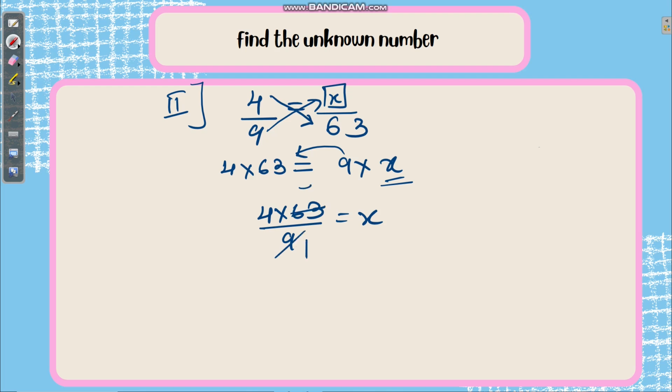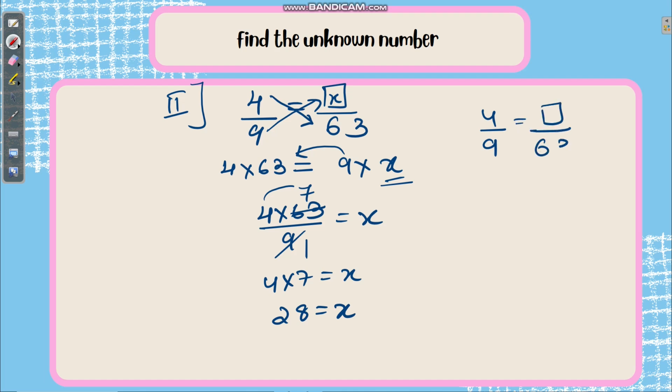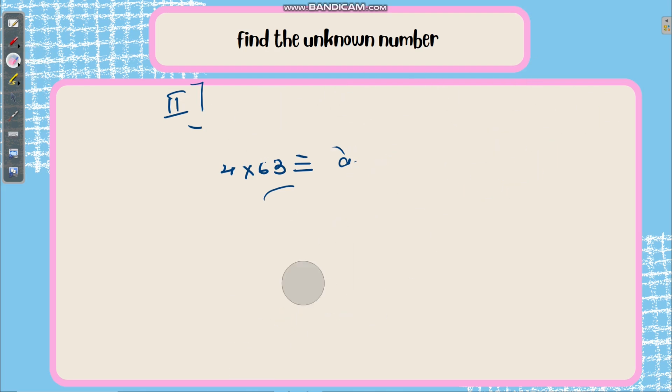9 ones are 9, 9 sevens are 63. What is remaining is 4 into 7. 4 into 7 is 28. That's your answer. But according to the first method, I will just look at the denominator, because two numbers are present in the denominator. 9 times 7 gives you 63. That's why 4 times 7 gives you 28. Any method you can use, you can get the same answer. Okay, let's solve one more question.